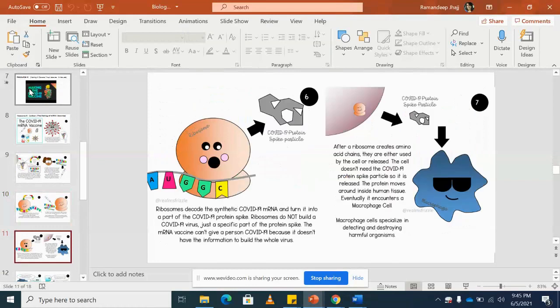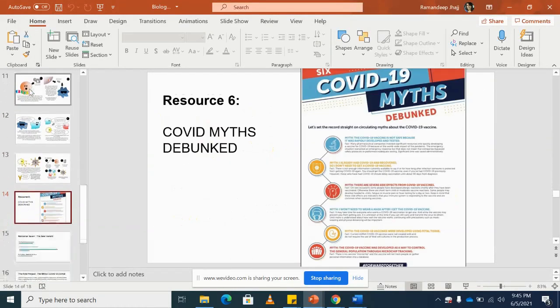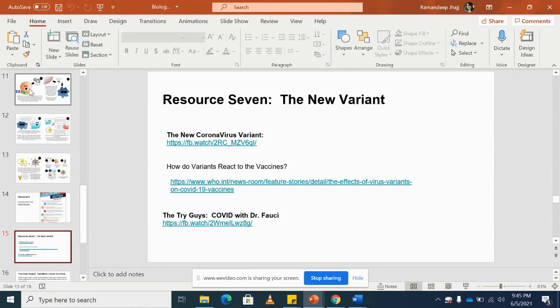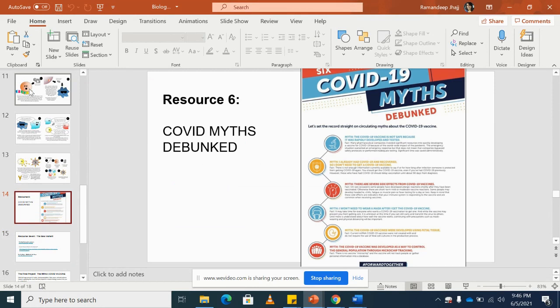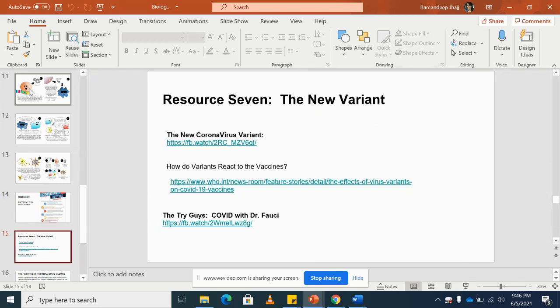Then they will get a little bit more information about COVID, how it works in your body, and how mRNA vaccines work. After all that information is provided, they are also given some information about myths related to COVID, and they need to know which resources they should be using to get their information about COVID, and which resources are not valid. So they will be learning about that as well.